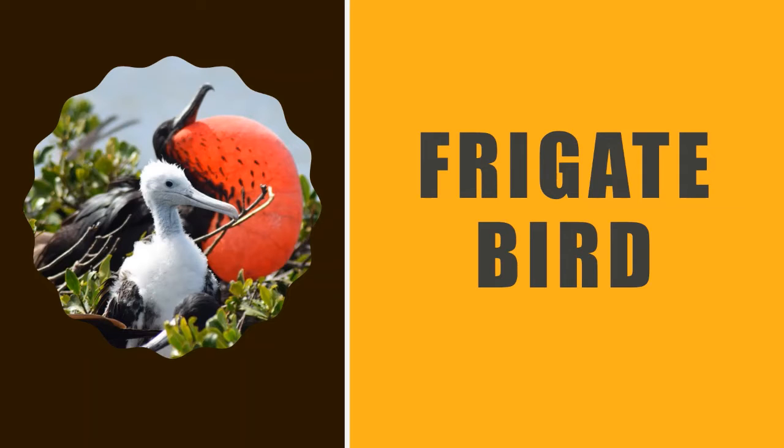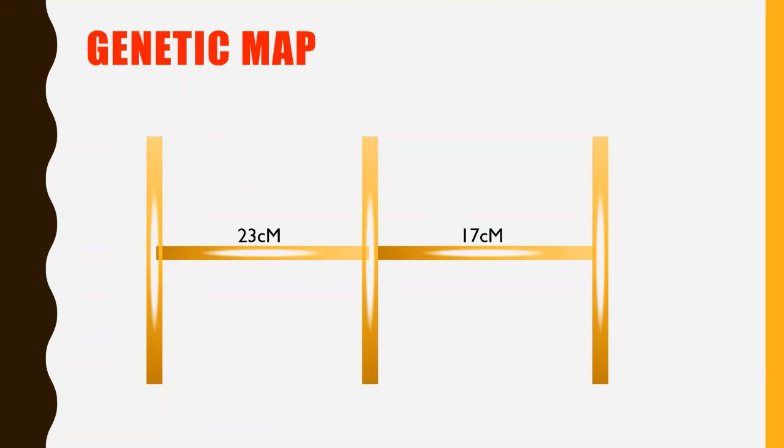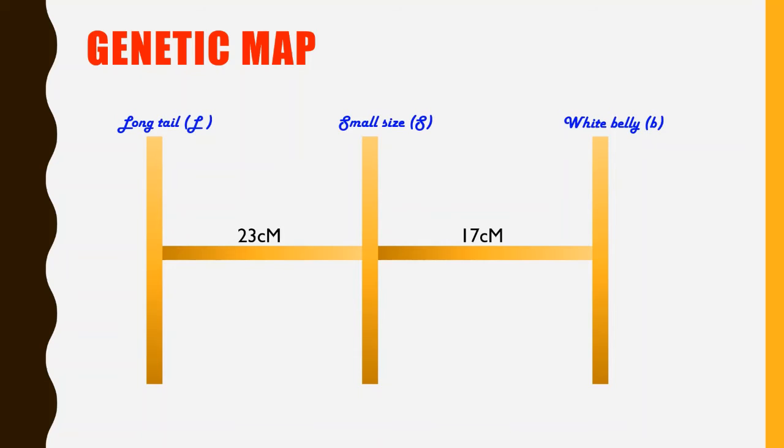Throughout this presentation, we'll be observing the possible gametes of frigate bird crosses and their probabilities of occurring using the three-point reverse mapping method. This is the genetic map of the traits of crossing a pure-breeding male with long tail, small size, and white belly to a female with a short tail, large size, and black belly.